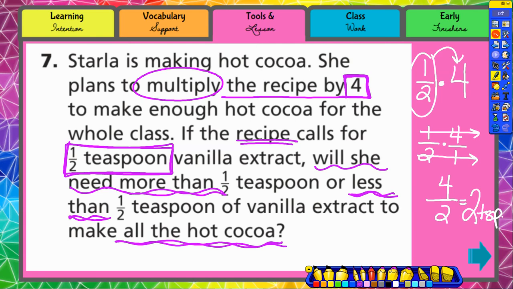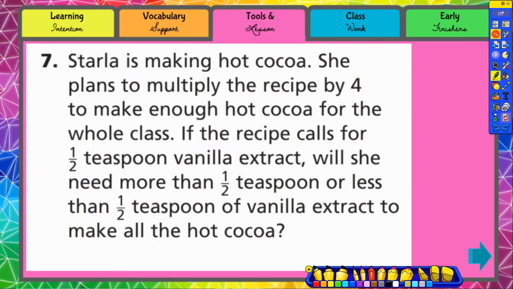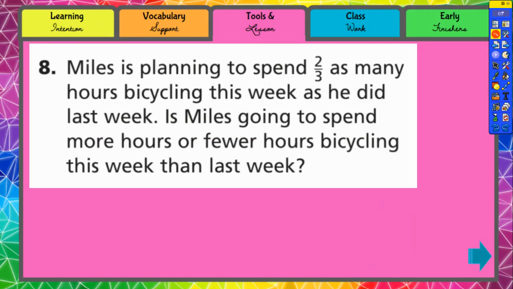They're asking me, will she need more or less than 1/2 teaspoon? So I know that in this case, she is going to need more, okay? Maybe you knew it was going to be more without even having to solve it. And that's awesome too, because you know that she's getting 4 times the amount because we're multiplying by a number greater than 1. Our answer would be greater than 1/2. All right. Number 8 here.